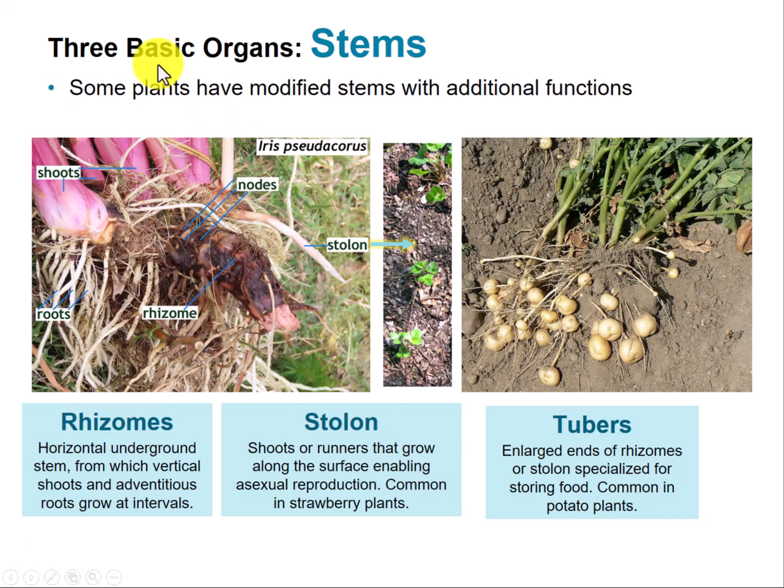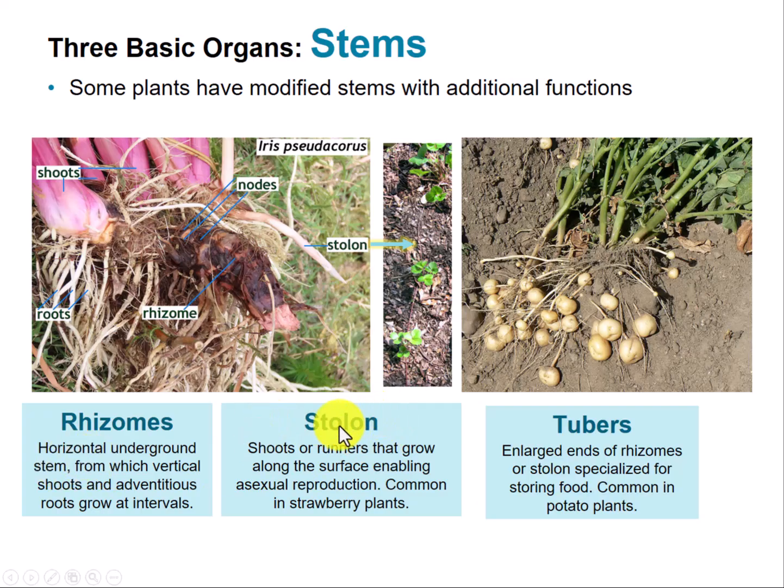And here are some adaptations of the stems, so modified stems. So rhizomes are horizontal underground stems. A lot of people mistake them for roots, but they're actually a stem, with vertical shoots and adventitious roots that grow in intervals. And so here's a rhizome, here's your nodes, and then here are roots. So here's the rhizome, here's the roots, and here's our shoots. And so those rhizomes are the horizontal underground stem.